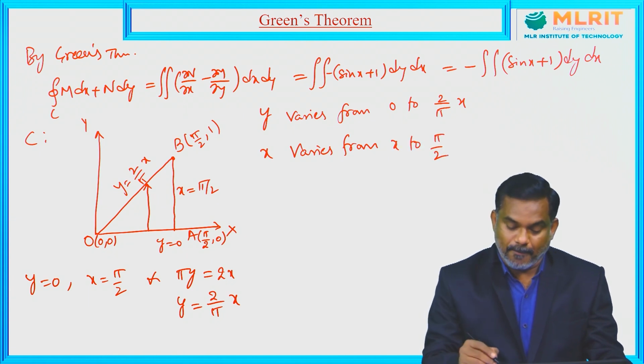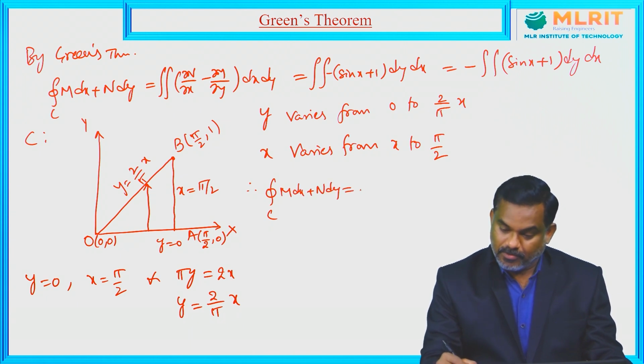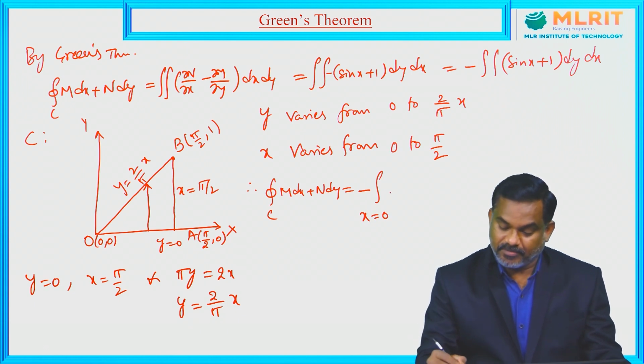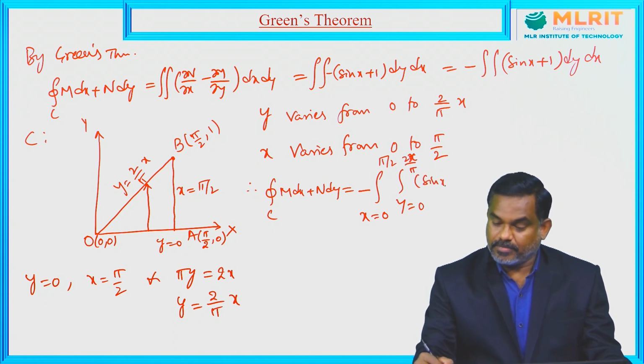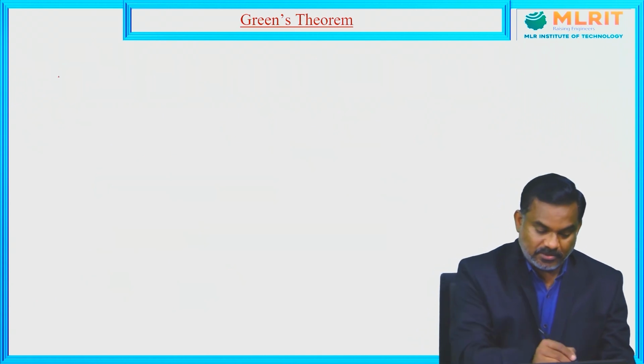So therefore, this line integral of m dx plus n dy is equal to minus integral, x from 0 to pi by 2, y from 0 to 2x by pi, of (sin x plus 1) dy first, then dx. So we need to integrate this.